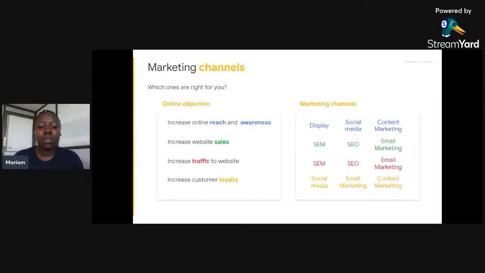So if you want to increase traffic to your website, you can use search engine marketing, search engine optimization, and email marketing. So these channels, we went through them. If you still have any question about them, just go ahead and use the chat box. If you want to increase customer loyalty, use social media, email marketing and content marketing. So all of these are examples of channels that you can make use of for a particular objective that you're aiming at.